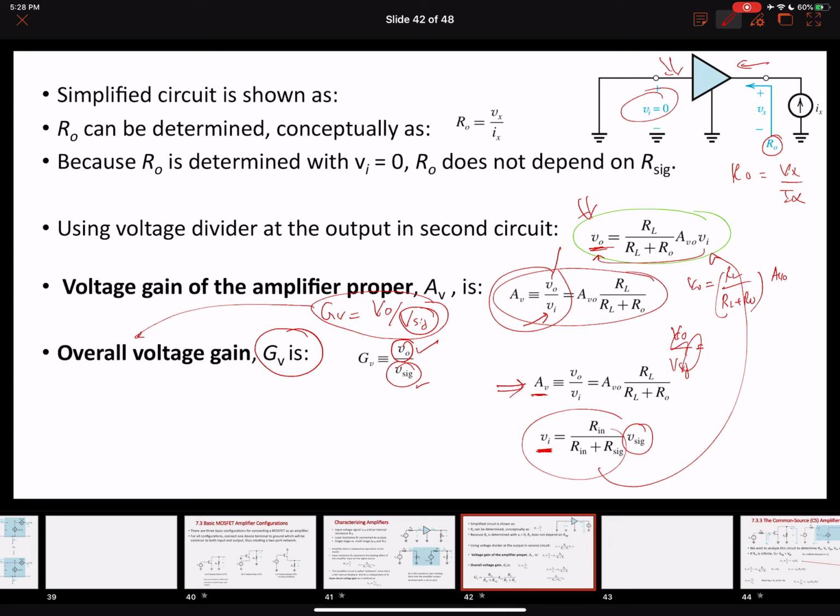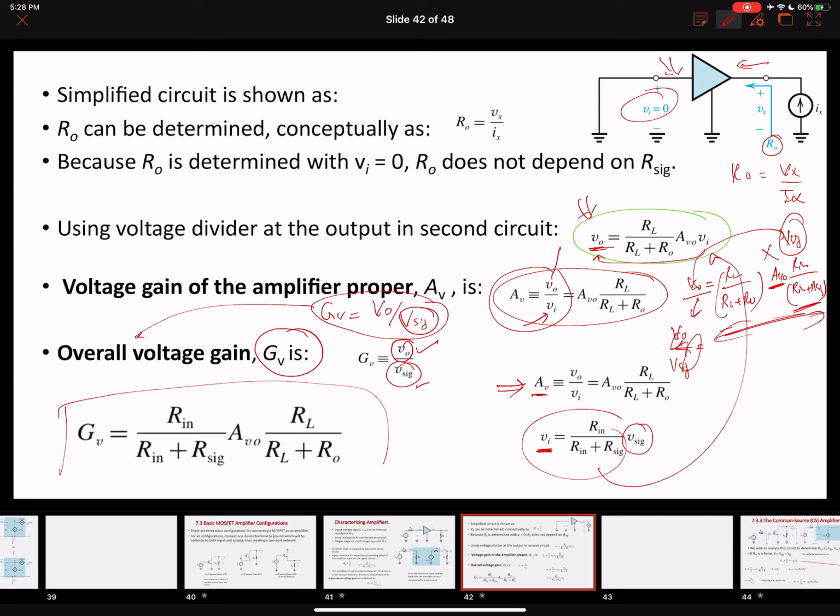Vi will be equal to Rin over Rin plus Rsig, multiplied by Vsig. If we take this Vsig all the way to the other side, we get this equation as our overall voltage gain. So our overall voltage gain will be RL over RL plus R0, into the open circuit voltage gain Avo, into Rin over Rin plus Rsig.